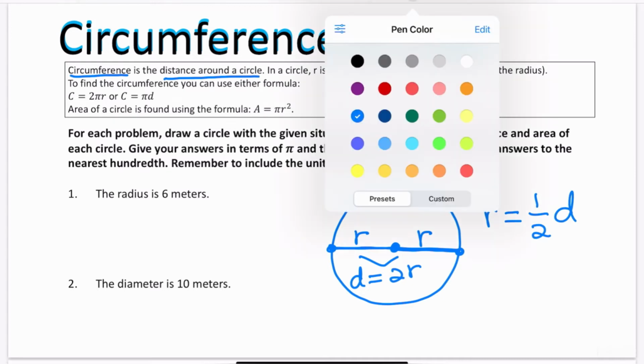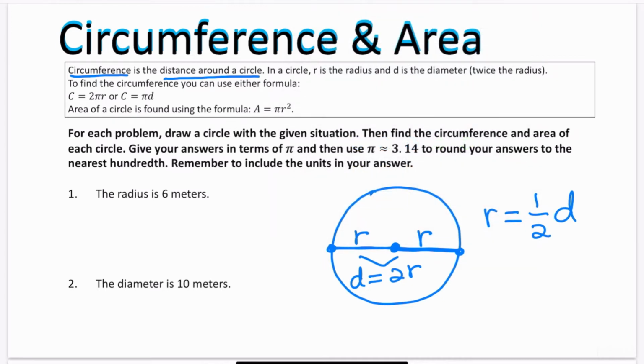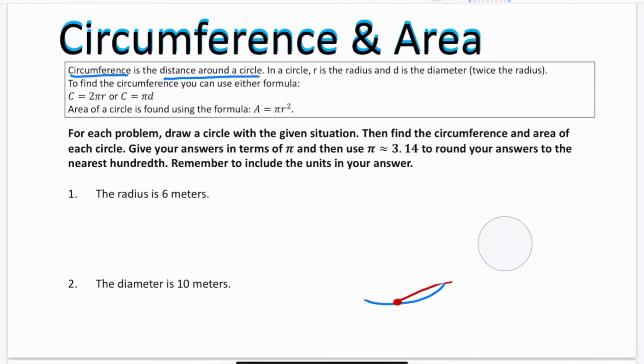And I mentioned that word chord, and even though it really doesn't have anything to do right now with circumference and area, this is what a chord looks like. It just connects any 2 points of the circle. The diameter is the longest chord in a circle because it goes through the center. All right, so let's go ahead and get started with these problems.